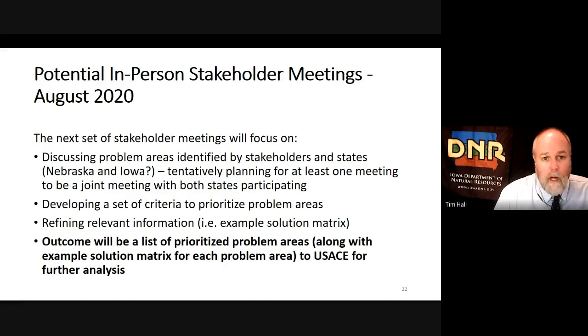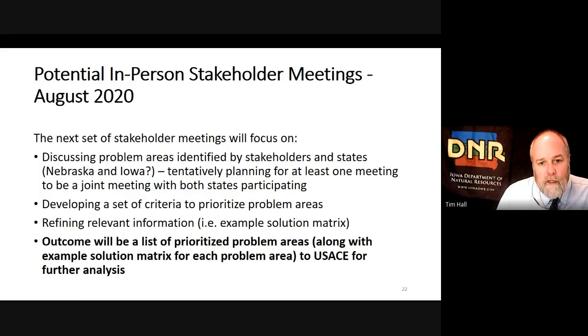We're considering the possibility of having at least one of those meetings be a joint meeting with our colleagues and stakeholders from Nebraska, since what we do on our side of the river affects their side of the river and vice versa. We want to try to see if we can put together a meeting where we can all gather together and discuss river issues together. We want to develop a set of criteria for how we would prioritize those problem areas. How would we rank those? And see if there's additional information that we can glean for problem areas.